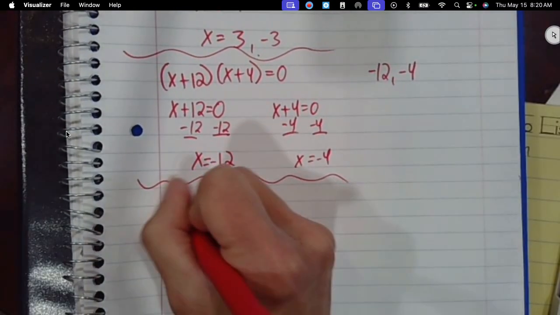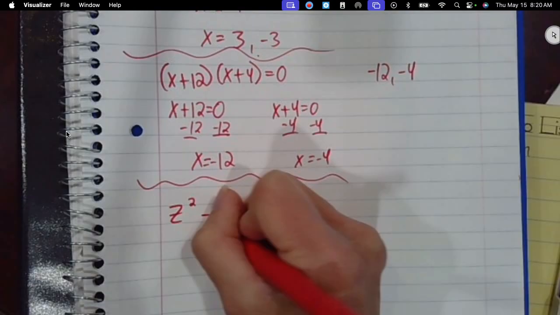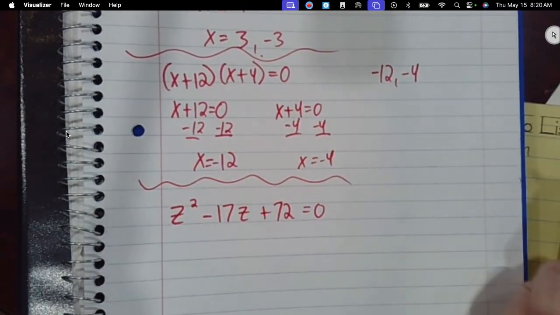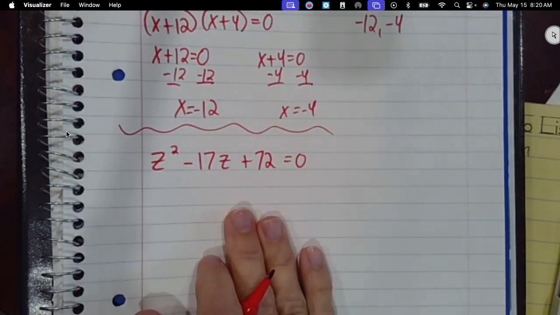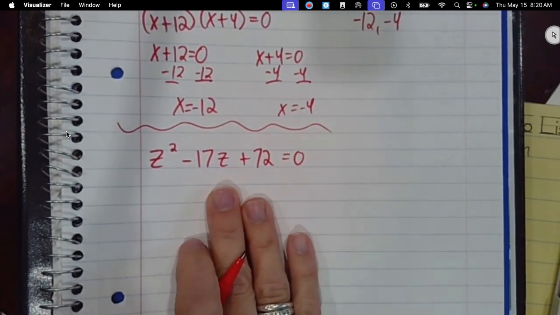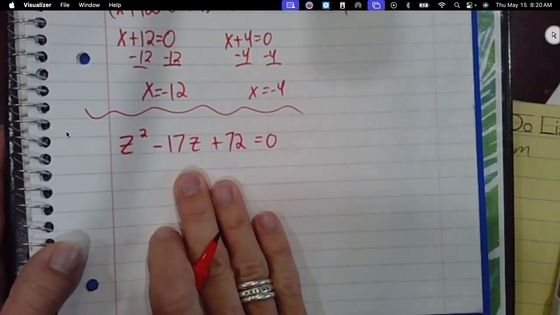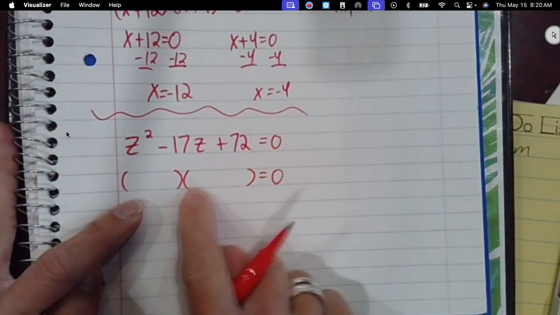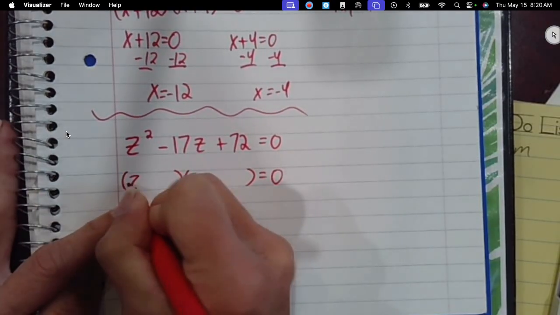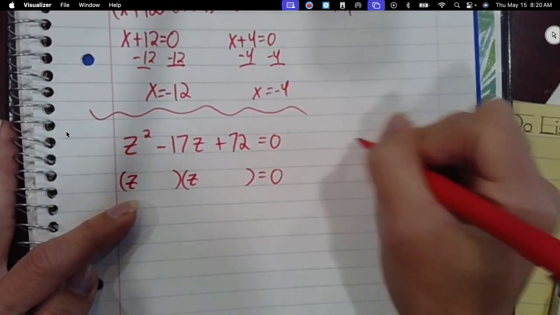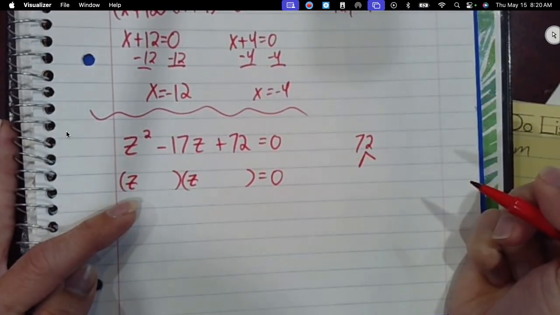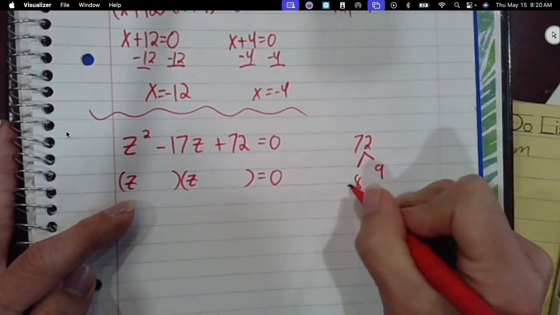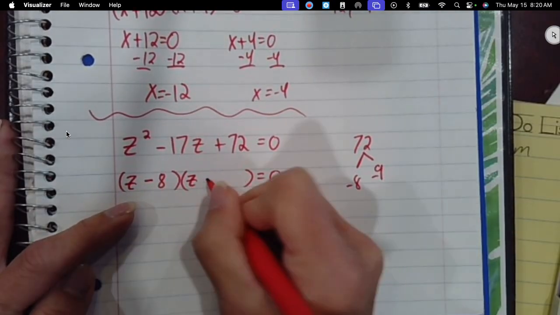All right, z squared. This one is not factored for us. Minus 17z plus 72 equals 0. So one thing, y'all, you can do, you can type that in your calculator and look at your two answers if you want to. I'll actually do that in a second. But I'm going to factor. I prefer factoring. So what goes at the front? Well, it was a z squared. So I put z and z. And what times what is 72? Yeah, 8 and 9, but they both need to be what? Negative. So I'm going to put minus 8, minus 9.